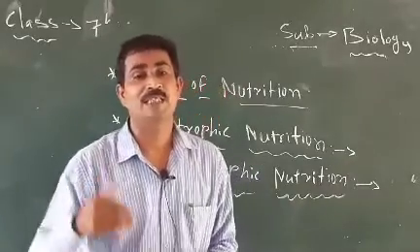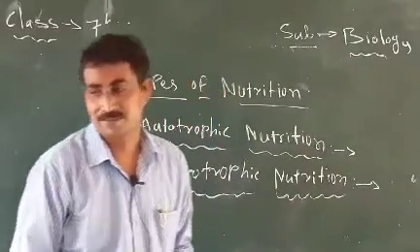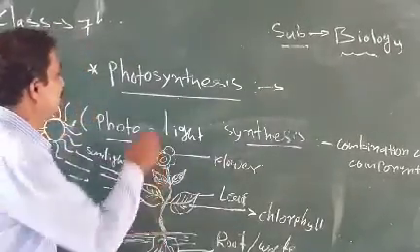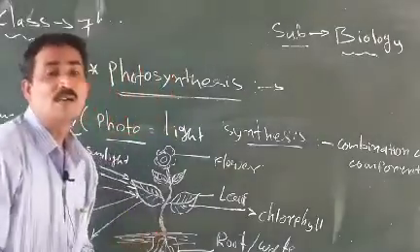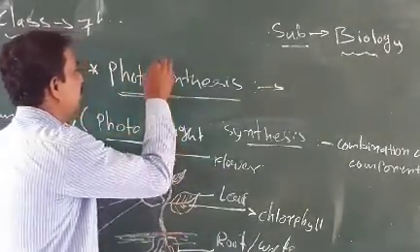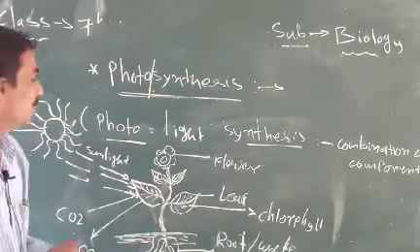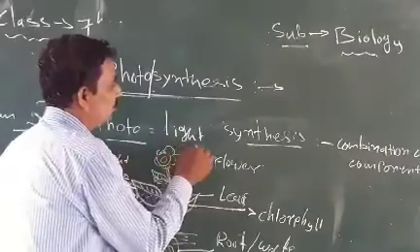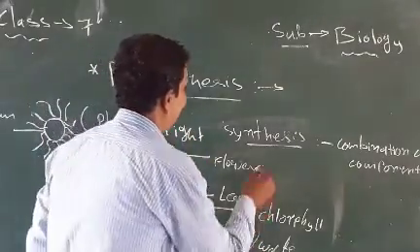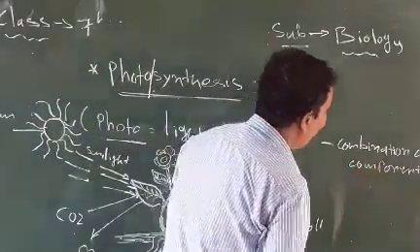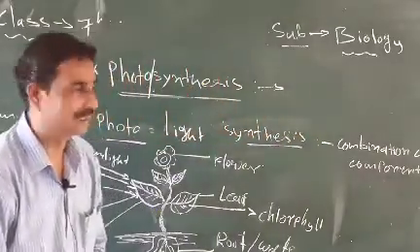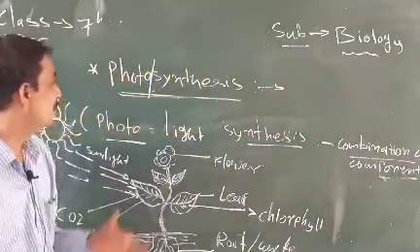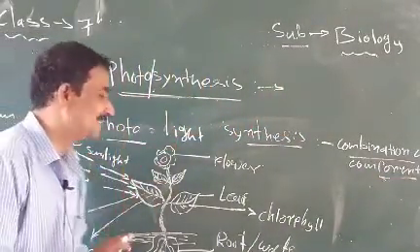So now the next topic we want to go to is photosynthesis. Okay, students, we are going to see what photosynthesis is. Photosynthesis means what? The word photosynthesis is divided into two parts. One is photo, which means light, and synthesis, which means combination of compounds. This is the meaning given for photosynthesis.